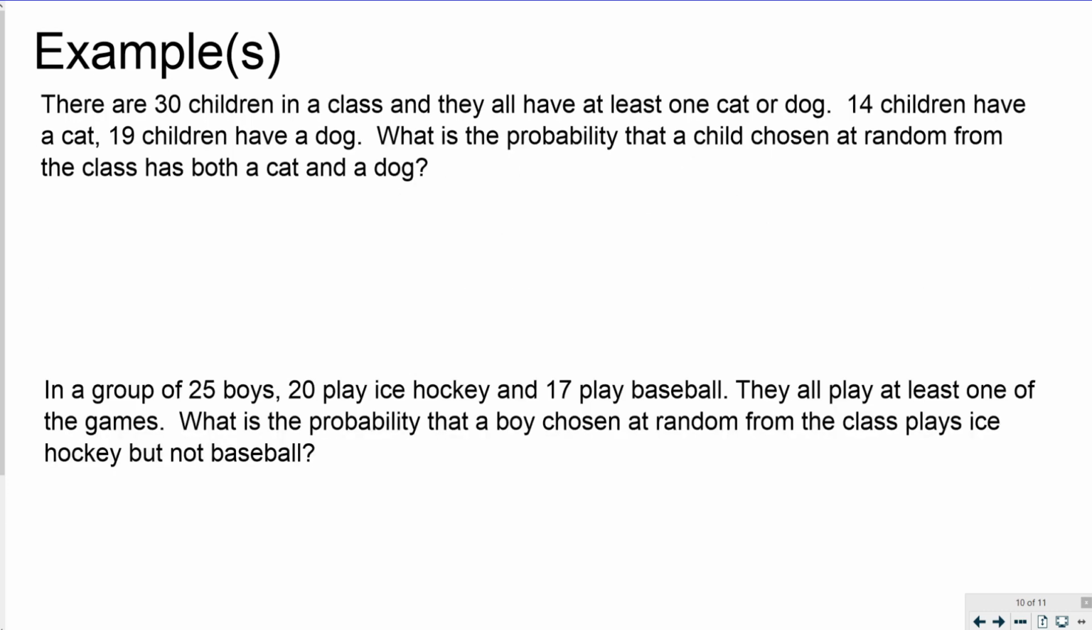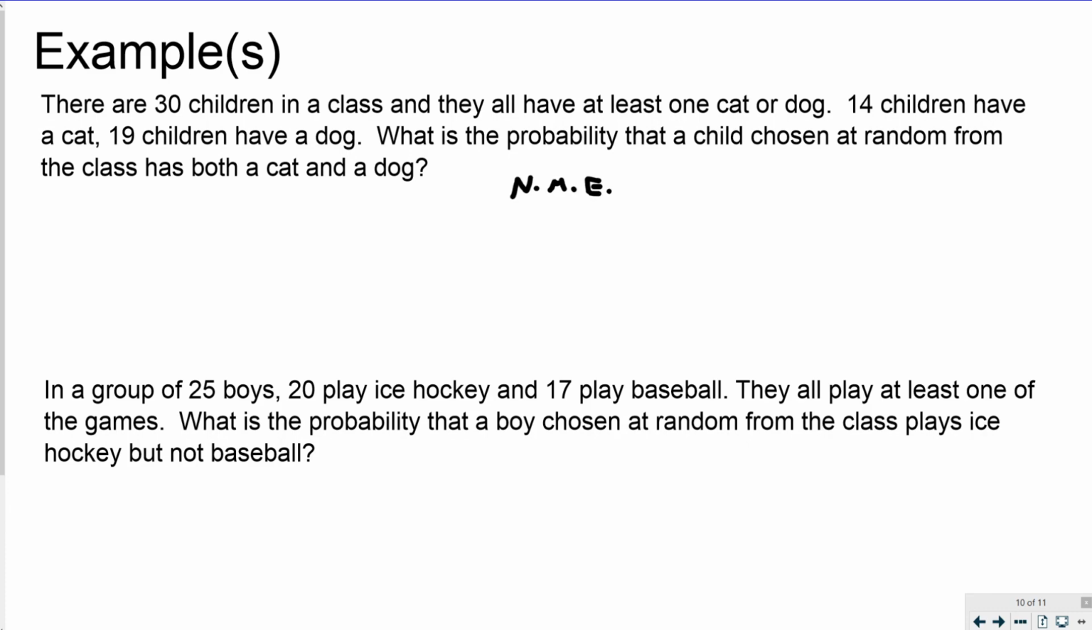Okay, so there are 30 children in a class, and they all have at least one cat or a dog. 14 children have a cat. 19 children have a dog. What is the probability that the children at random have both a cat and a dog? So this is going to be non-mutually exclusive again, and we're going to be using the formula in a slightly different way.